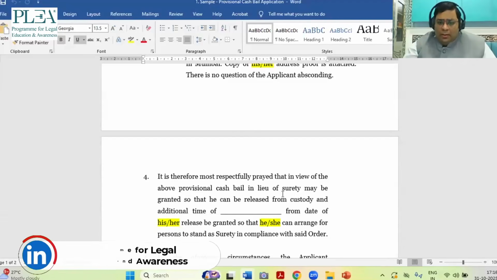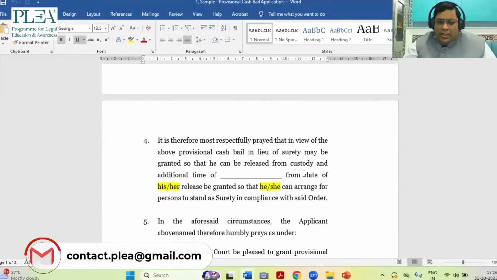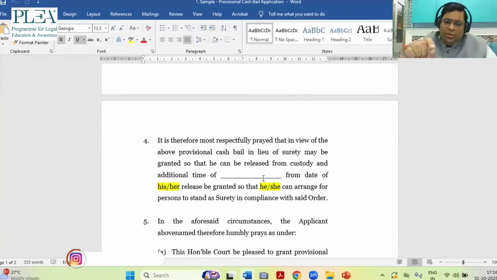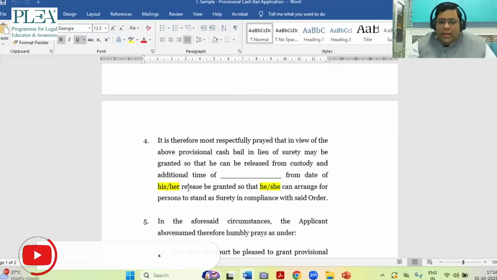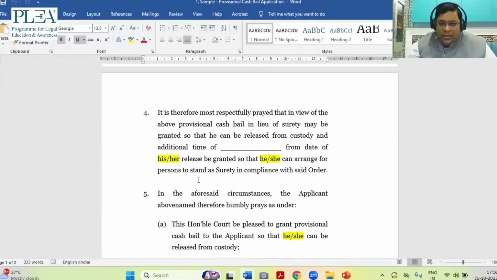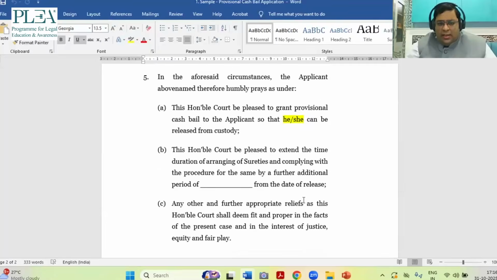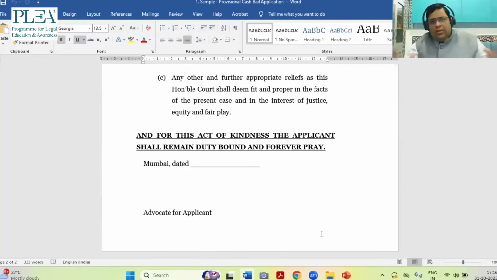That provisional cash bail may be allowed so as to release him provisionally from custody, and additional time of so and so weeks be granted. Here the concerned advocate has to mention either 6 weeks, 8 weeks, 10 weeks, or 12 weeks, but whether to grant that much time is the discretion of the court, from the date of release of the applicant, so that he can arrange appropriate sureties to comply with the order. That provisional cash bail may be allowed and extension of time of so and so period be granted so as to furnish sureties and any other appropriate relief, and it has to be signed by the advocate for the applicant.